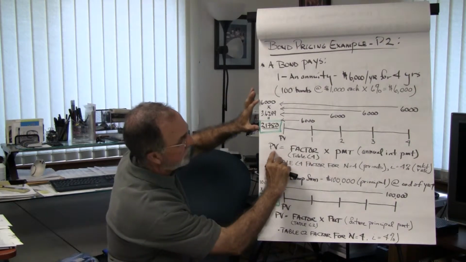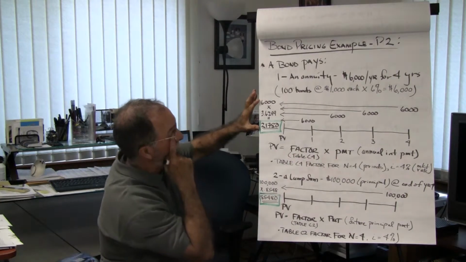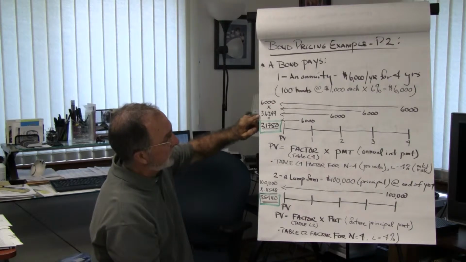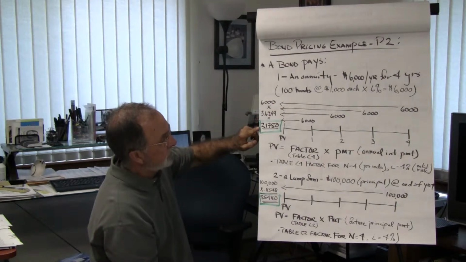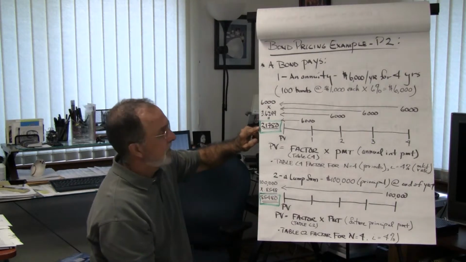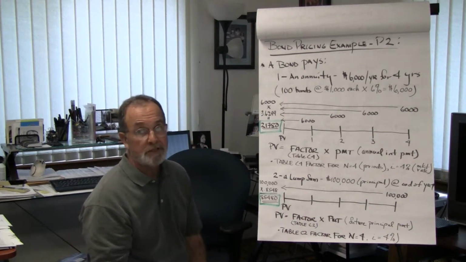Our calculation is to multiply the factor times 1 payment. And so 1 payment is $6,000. We multiply that by the factor 3.6299. And so the present value of those interest payments is $21,780. Now, what does that mean?